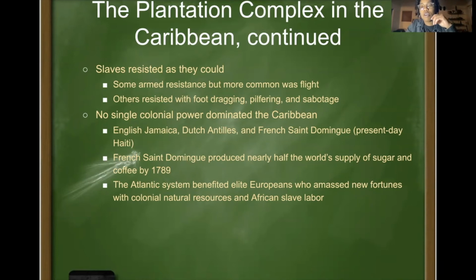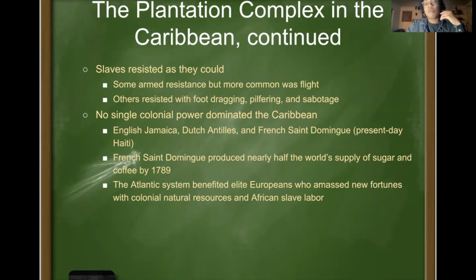The French Saint Domingue produced nearly half of the world's sugar supply and coffee by 1789. It's coming to a halt really soon, as soon as we have the Haitian Revolution, which is an enslaved person's uprising. It's going to happen, as I said previously, in the late 1790s-ish.